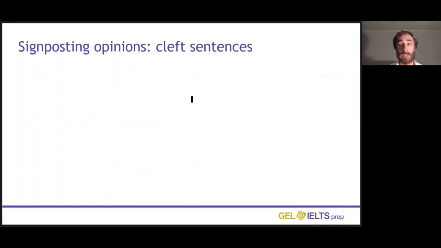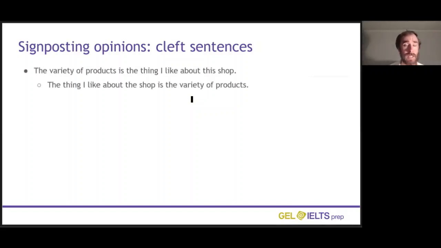Finally, I'd like to look at one more example of signposting language that we can use to show our feelings or opinion about a situation or a thing. Let's read the example sentence. The variety of products is the thing I like about this shop. So we have 2 nouns here, the variety of products, the thing I like about this shop. I want to show my opinion or feeling first, so I have switched these 2. The thing I like about the shop is the variety of products. So we can do this to emphasize what our opinion is.